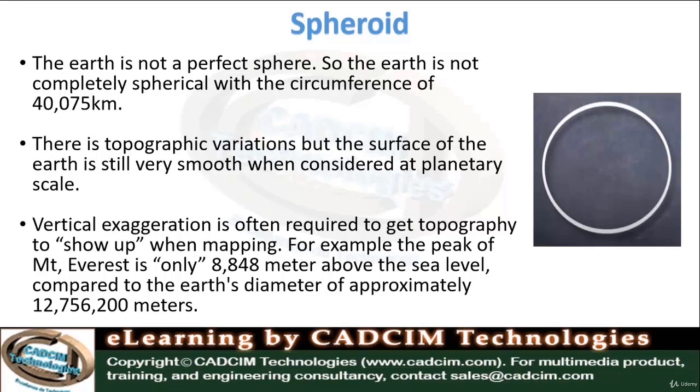Today in this video I would like to introduce you to a few terms that are related to the shape of the earth. At first let us understand what spheroid means. The earth is not a perfect sphere, so the earth is not completely spherical, with a circumference of 40,075 kilometers. That would actually make a lot of things easier if the earth were perfectly spherical, but it's not.